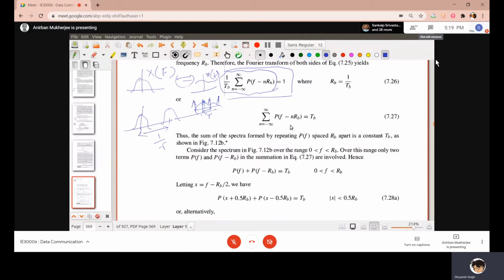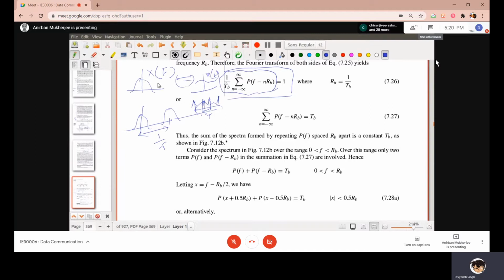So that is what I am doing: I am replicating P(f) at n times RB, because it was TB distance apart, and here it is RB distance apart. P(f minus nRB), so P(f minus RB), P(f plus RB), P(f minus 2RB), like this. And also a 1 by T term will come. This is quite a standard proof. You can do this actually.